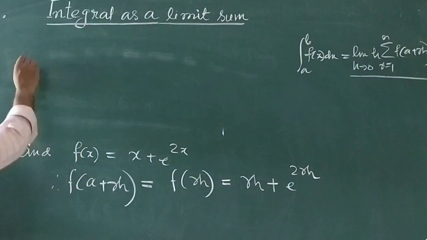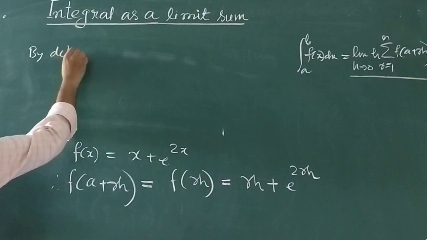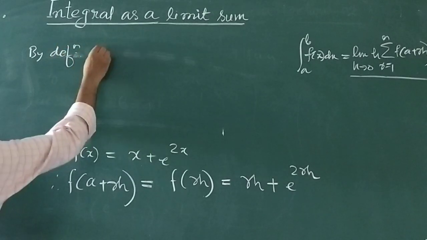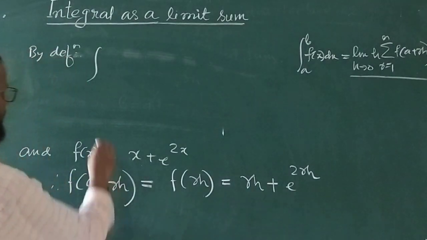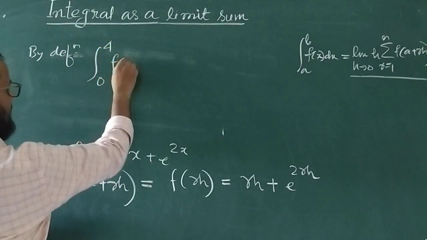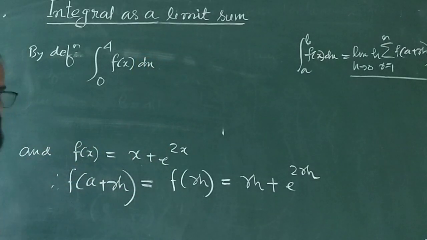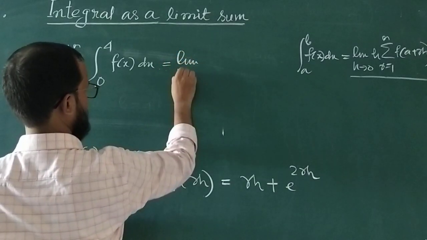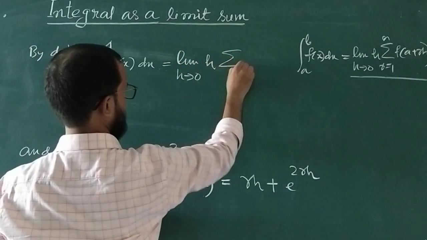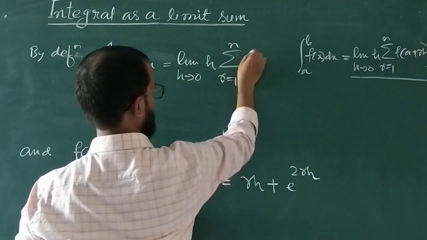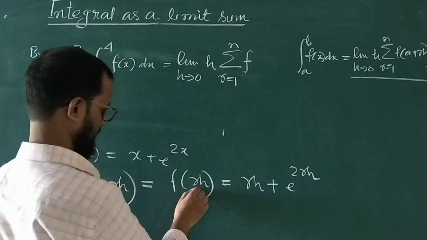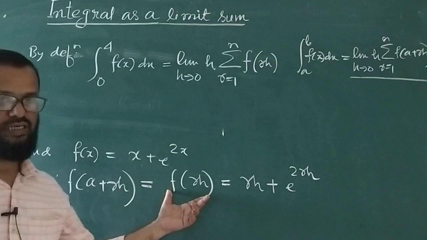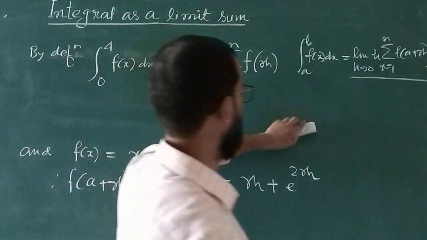Now by definition, you write the integration. You have to find integration 0 to 4 f(x) dx, where f(x) means this one. It is equal to the limit h tends to 0 of h into summation r equal to 1 up to n f of a plus rh. Ultimately, since a equal to 0, you are getting f of rh. This formula I have applied.